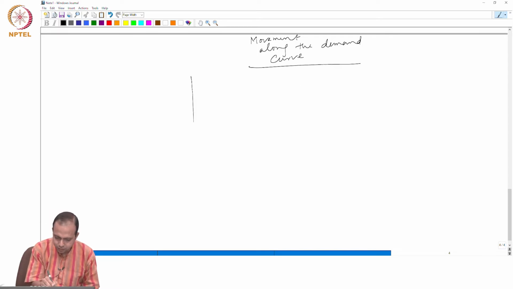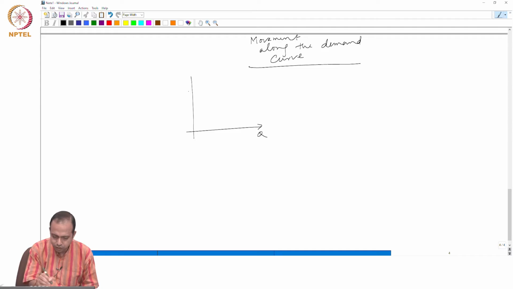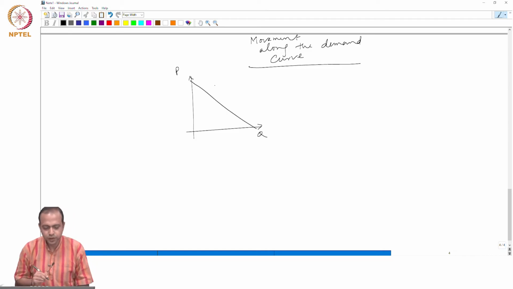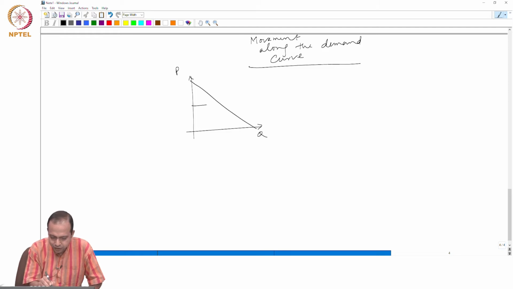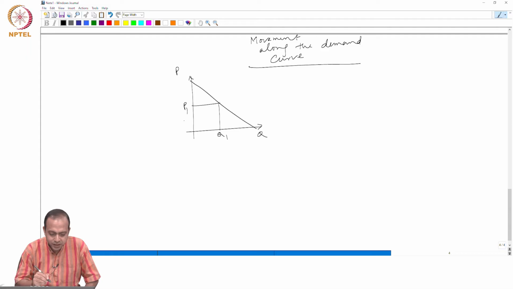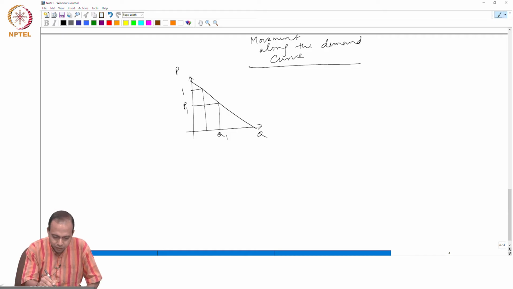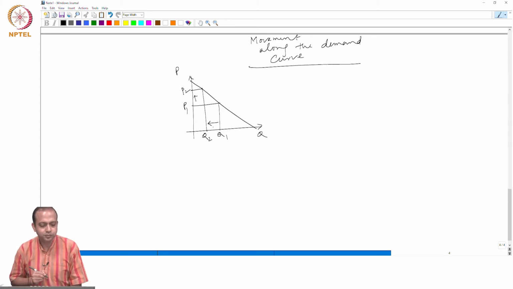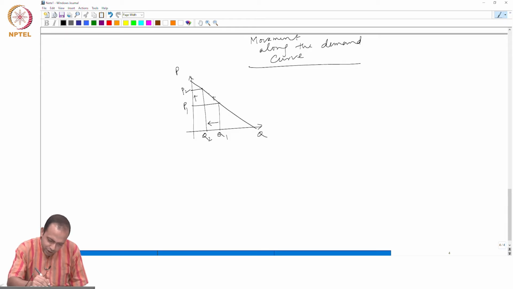So, let us say this is your quantity, this is your price, this is the demand curve. As price increases, let us say initially price and quantity is this, Q1, this is P1. So, when price increases from P1 to P2, what will happen? Quantity demanded actually falls from Q1 to Q2. So, that means we are moving along the demand curve.